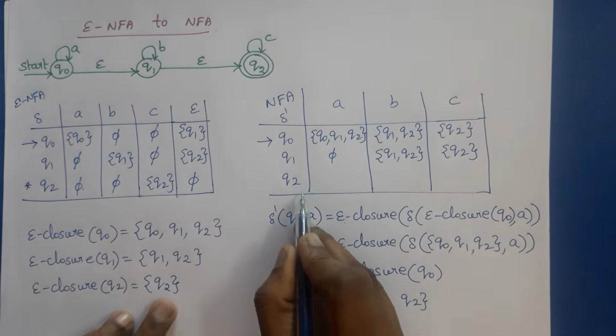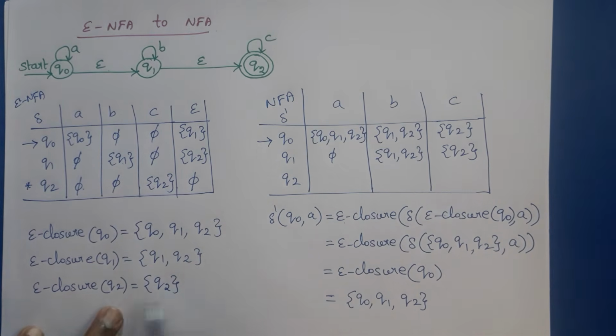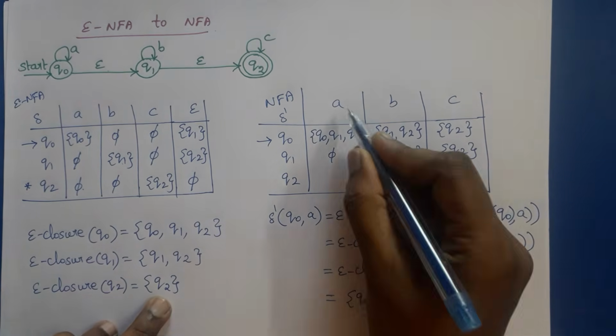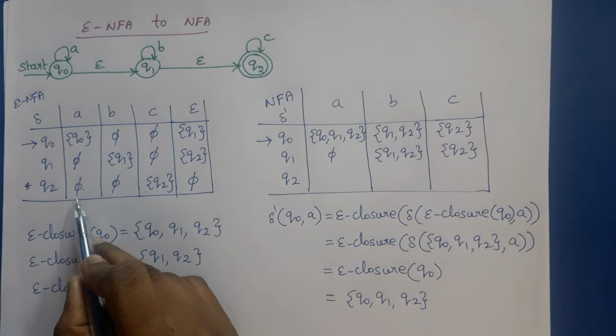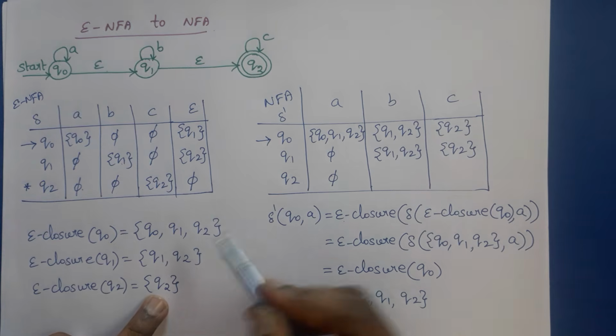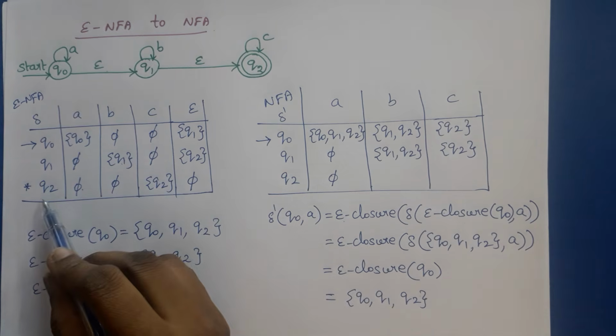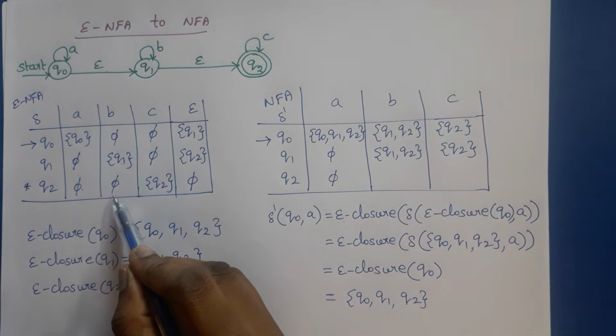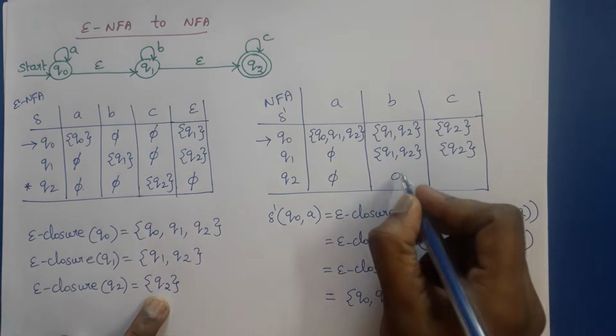Then Q2 and A. First we find epsilon closure of Q2, which is Q2. Then Q2 comma A means phi. Epsilon closure of phi is phi. Then Q2 and B. Epsilon closure of Q2 is Q2. Delta of Q2 comma B is phi. Epsilon closure of phi is phi.